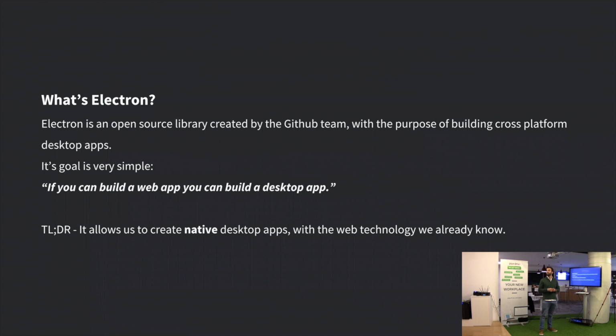So what's Electron? Probably you have already heard of it. Electron was created by GitHub. It's a library basically that empowers the developer to create native desktop applications with the web technology that developers already use. It's very simple. If you can build a web app, you should be able to port it to the desktop with relative ease.